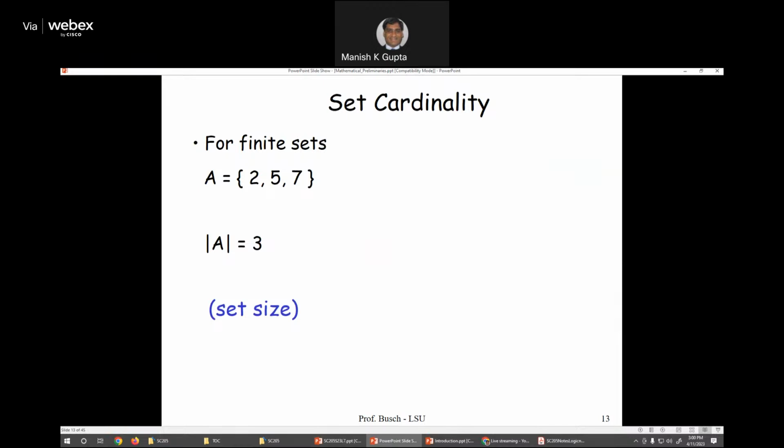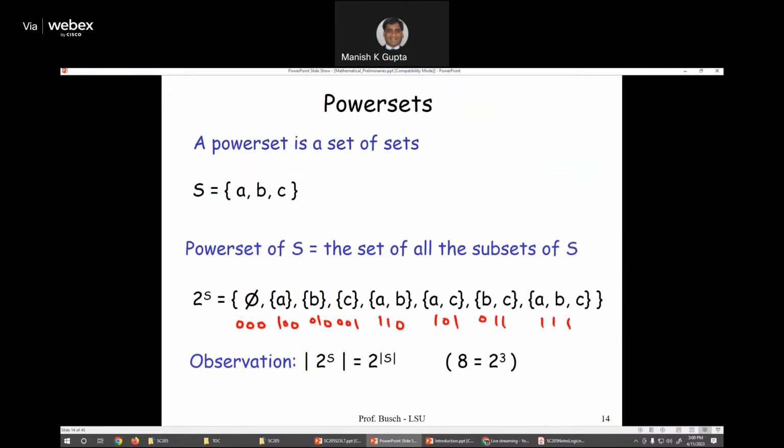Disjoint set is okay, cardinality, number of elements. Power set is a very, very important concept, by the way. You know that this is used a lot in your algorithms. So if S has 3 elements A, B, C, the power set is this, right? Empty, A is there, B is there, C is there, all pairs and then the triple, right?